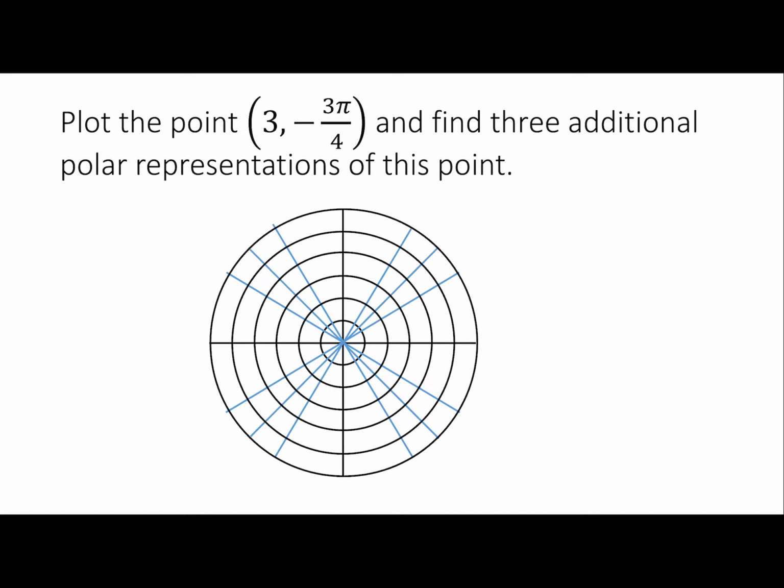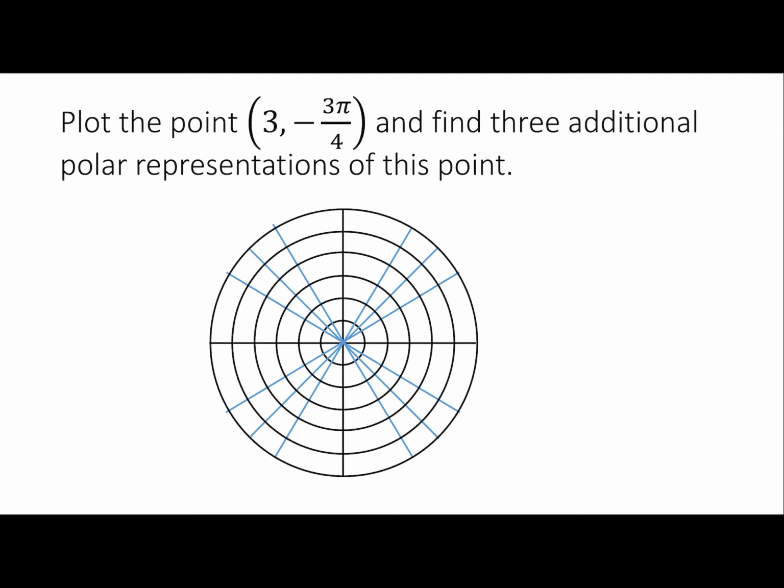So now we want to plot the point 3, negative 3 pi over 4, and find 3 additional polar representations of this point. So hopefully it became apparent for you with that last example that we don't have unique points in this coordinate system. It's not a one-to-one mapping, unlike the rectangular coordinate system. You can actually have 3 additional points without doing any rotations around the pole.